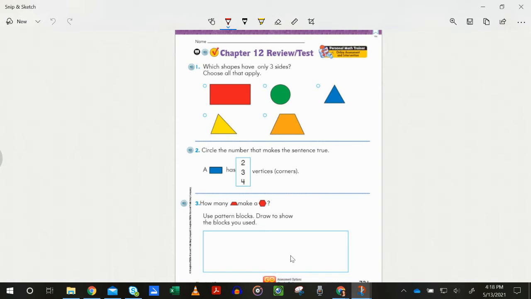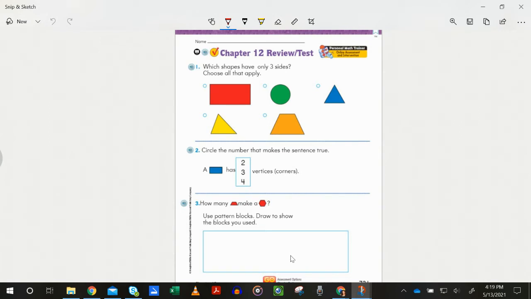Number 3, how many trapezoids make a hexagon? Use your pattern blocks, so you can get out your little shapes, baggie of shapes, and draw to show the blocks that you use. So figure out how you can use trapezoids to make a hexagon, and then draw what that looks like. Pause to give yourself more time.